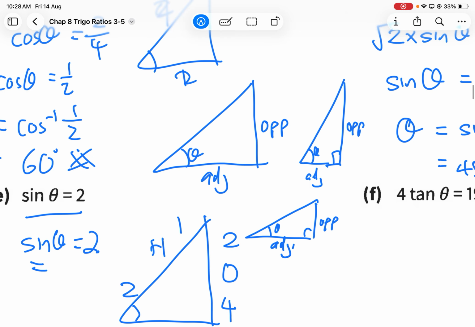So there is no restriction on your tangent. Your tangent can be very big because your tangent is opposite over adjacent. My opposite can be 100. My adjacent can be 1. I can still form a right angle triangle. So tangent can be 2, can be 3, can be 100, can be 1000. Okay? Just that sine and cosine will never be bigger than 1. Understand?